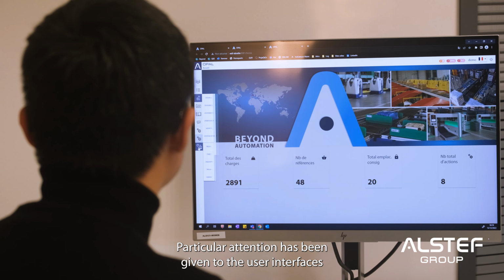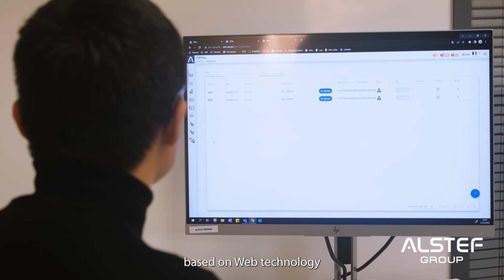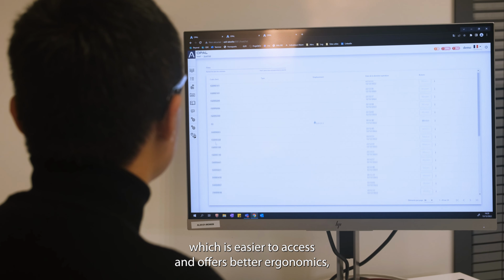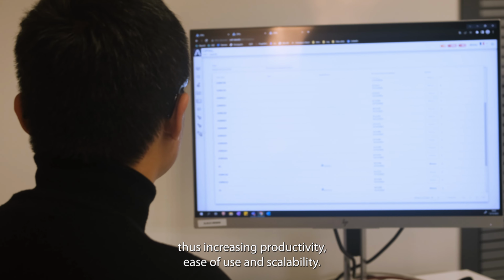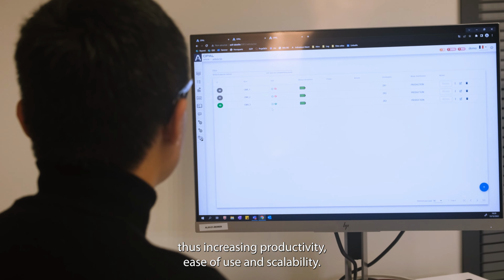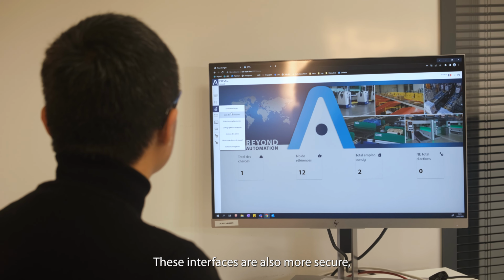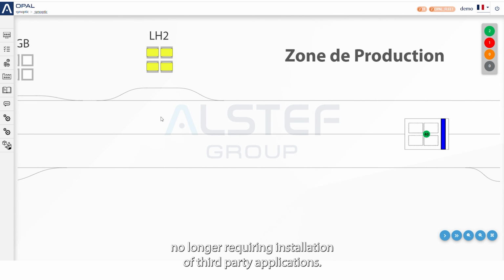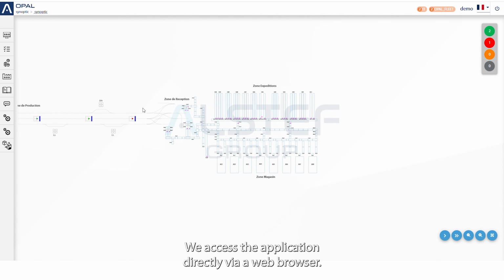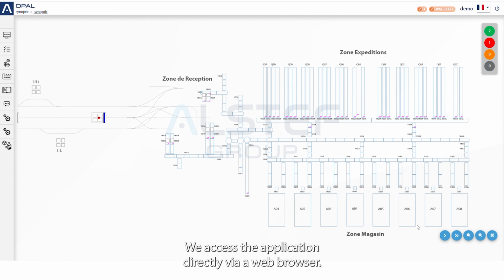Particular attention has been given to the user interface based on web technology, which is easier to access and offers better ergonomics, thus increasing productivity, ease of use, and scalability. These interfaces are also more secure, no longer requiring installation of third-party applications. We access the application directly via a web browser.